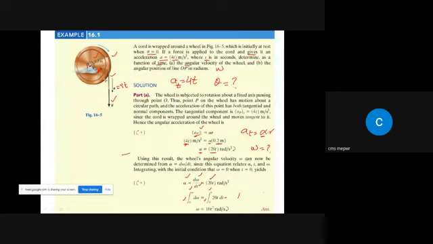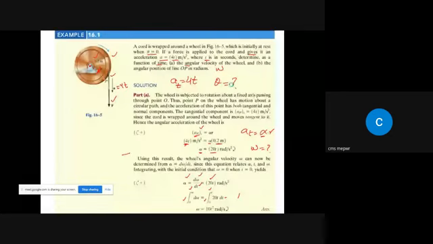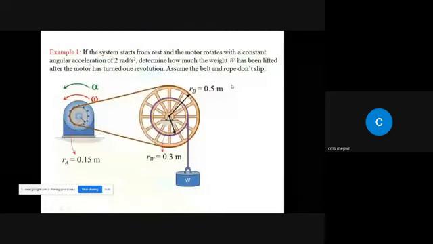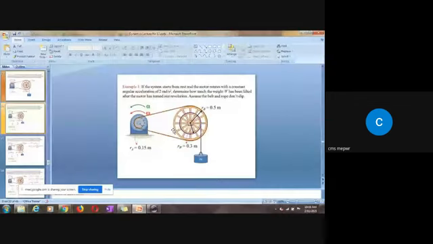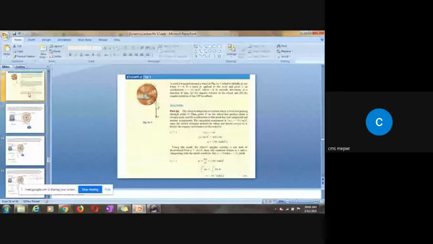Okay, let's come back to the problem again. Okay, here is the second part. I think it's displayed somewhere. Let's see it. Okay, it's given here.